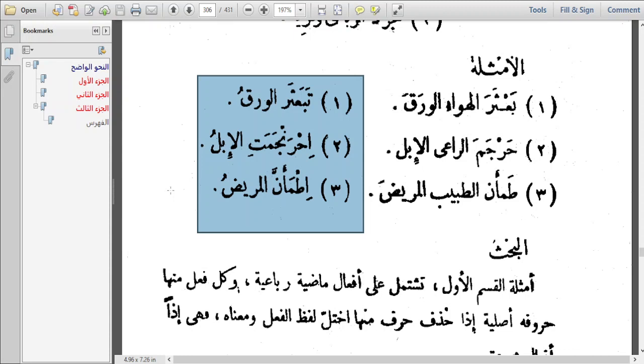إحرنجم إفعلل. You can have إطمأن إفعلل. You can have all. At this level, let's not confuse ourselves too much. Just pick it on the surface mode as I'm saying. Inshallah, when we get to typical sarf, we will explain all these things very clearly, and then we will know the meanings that these additions convey.